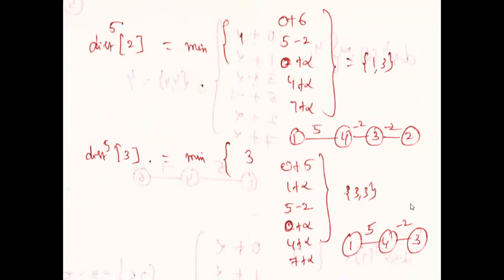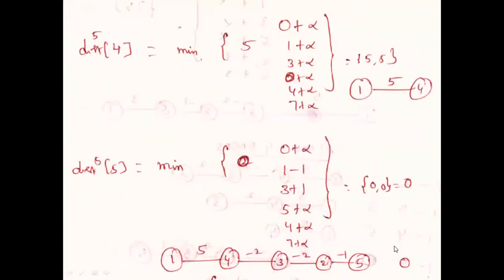There is no path available, only the shortest path is available by using 2 edges. Next, distance power 5, 4. What does distance power 5, 4 mean? There is no shortest path by using 4 edges from 1 to 4, just only 1 to 4.